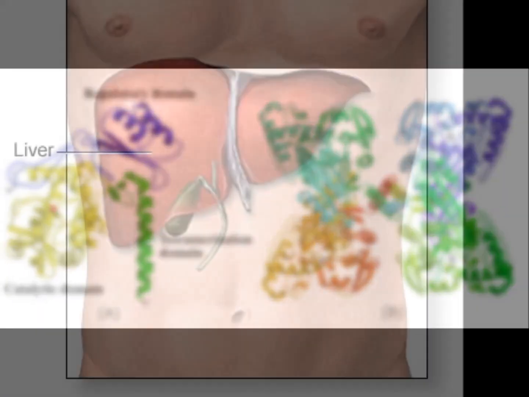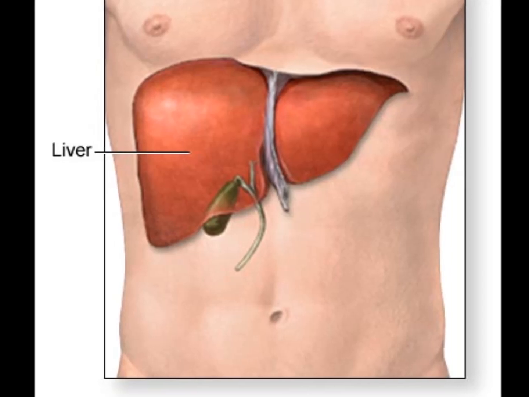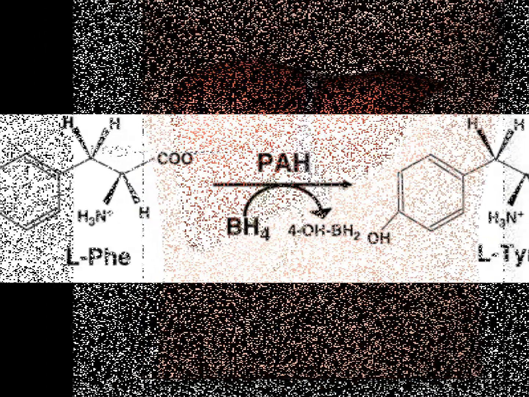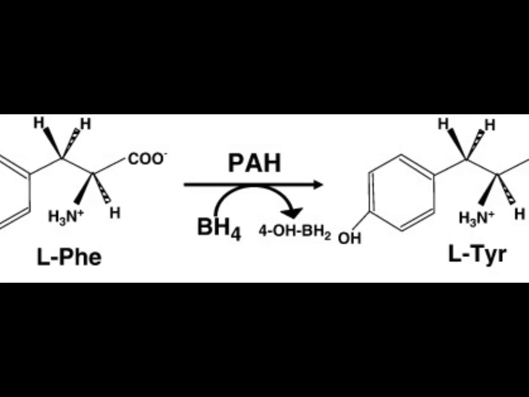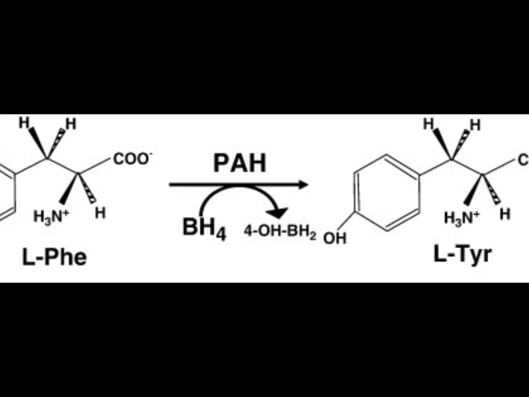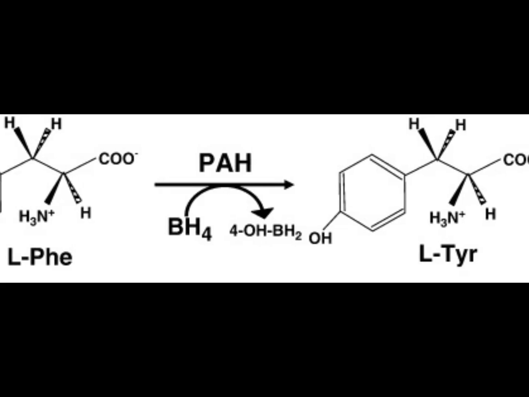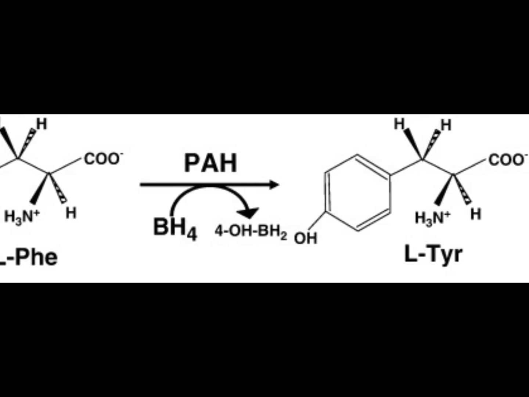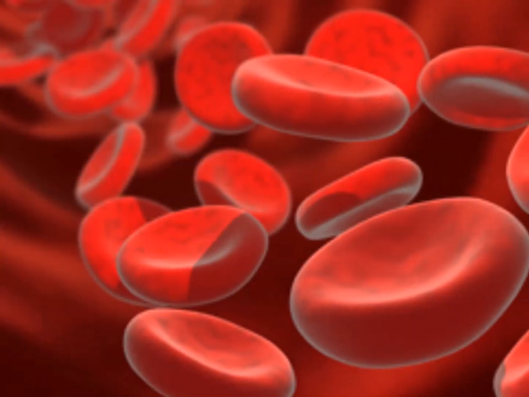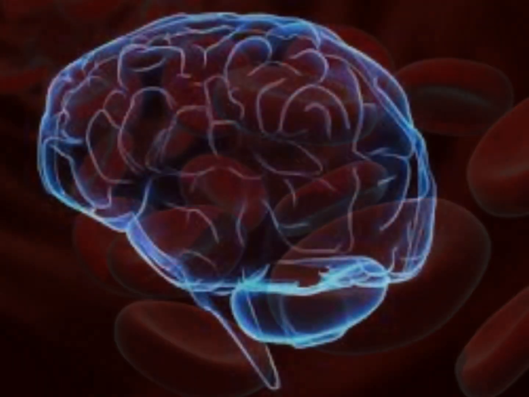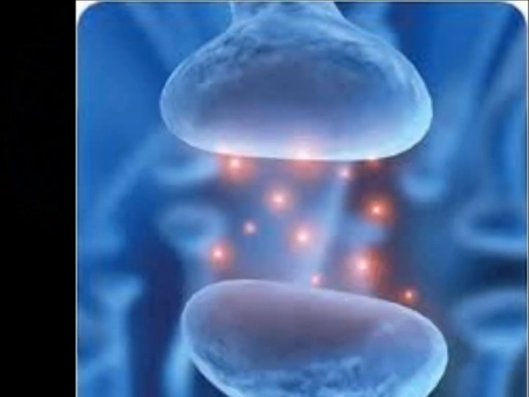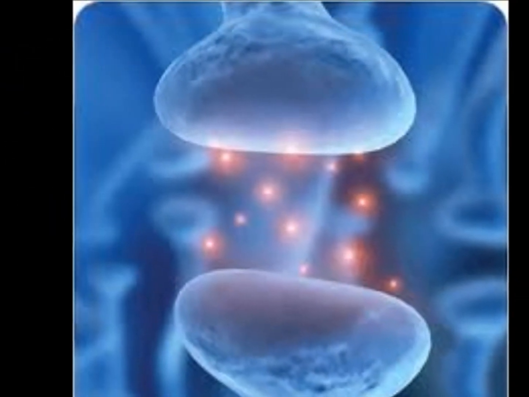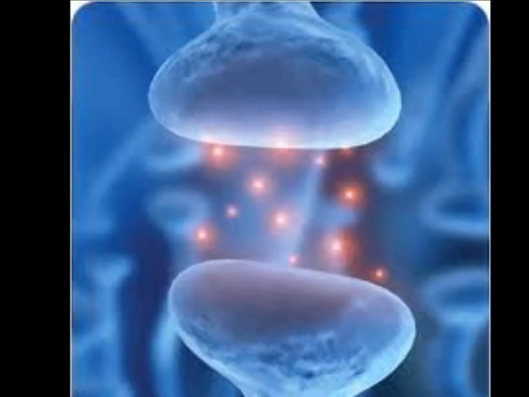PAH is produced in the liver, where the metabolic chemical reaction of phenylalanine to tyrosine occurs. The enzyme is activated by binding oxygen and BH4, converting phenylalanine to tyrosine. Tyrosine is then transferred to the bloodstream, to cells in the brain, and other organs. The amino acid tyrosine is also used for making many other hormones that transmit signals in the brain.